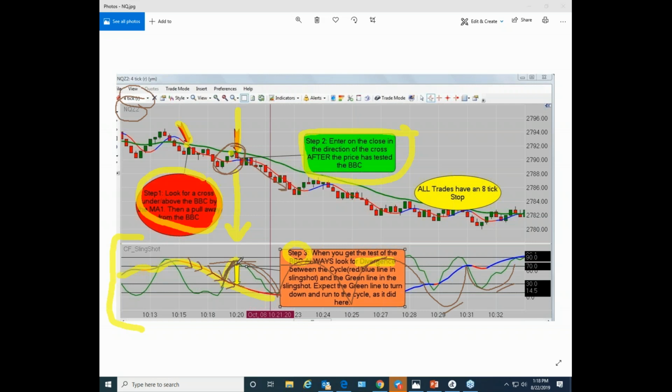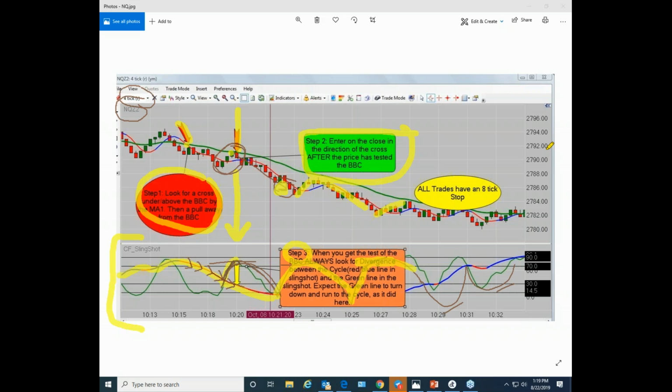And when that green line pulls away and then gets into the cycle, this is the point where we get out of the trade. This is where we exit the trade. Okay? Because this green line is going to pull away again. And then the market's going to go up and then make a new pivot low. And then the green line is going to pull away and then the market's going to react. Okay? So that's what we're doing.